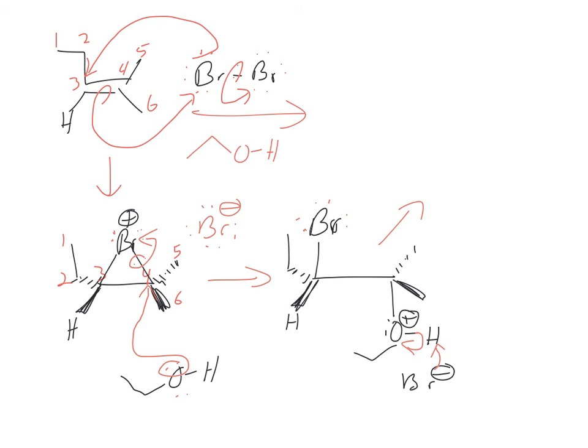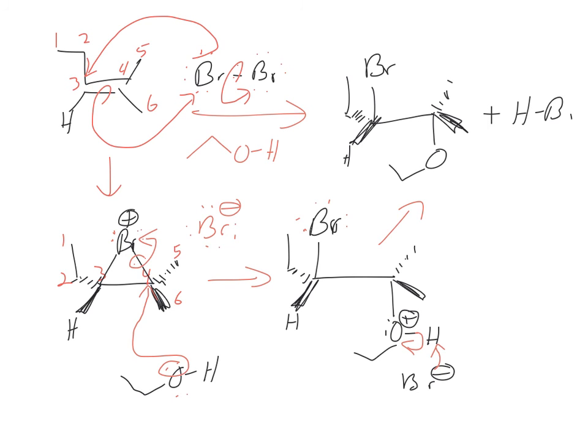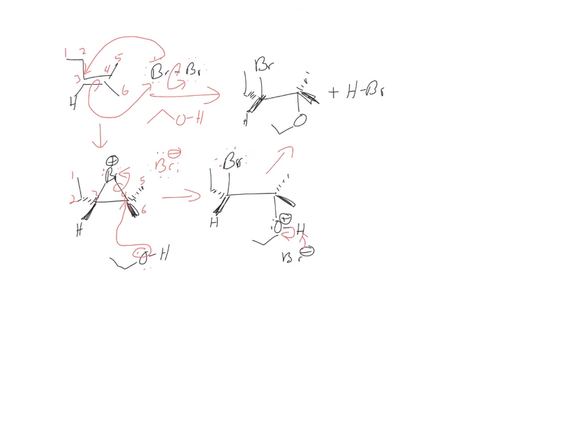And that's going to show, I will have the bromine and the oxygen as part of the ether now, on opposite sides, and I also made HBr. I also made the enantiomer of this. So how would I draw that?